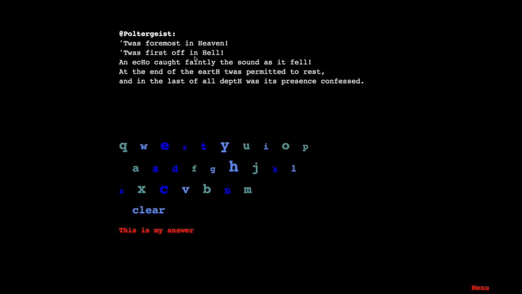'Twas foremost in heaven, 'twas first off in hell. An echo caught faintly the sound as it fell. At the sound of the earth was permitted to rest, and in the last of all death was his presence confessed. So I'm noticing the H's are capitalized. Foremost in heaven, first off in hell. It's the first letter of both of those things. Let's go with H.